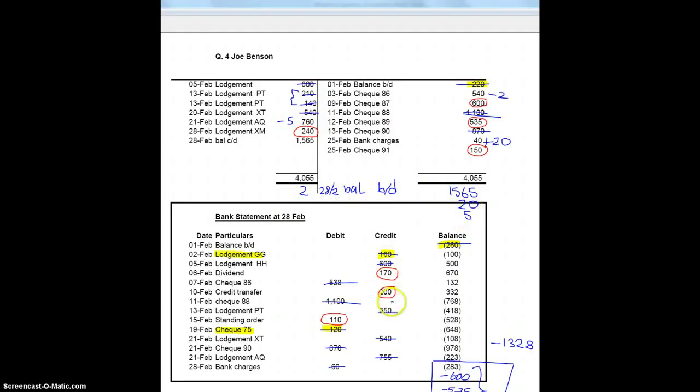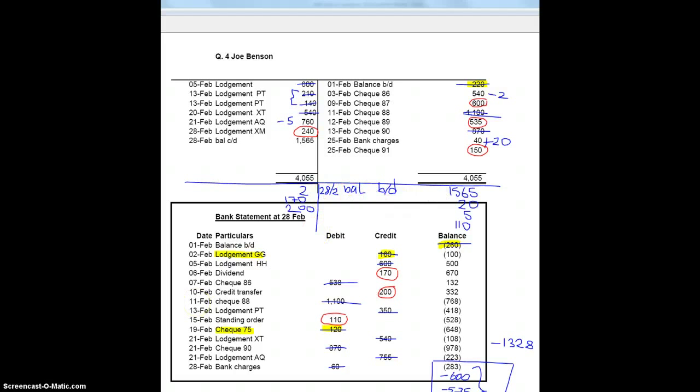And then we have 3 items that went through the bank statement that were not recorded in the T account. So the standing order money out, 110. And then 2 money in transactions with a dividend of 170, so we put that in on the debit side or the left hand side. And there's 200 here. Now you put descriptions and dates, but for this rough work I'm not going to bother. So that's our new T account.